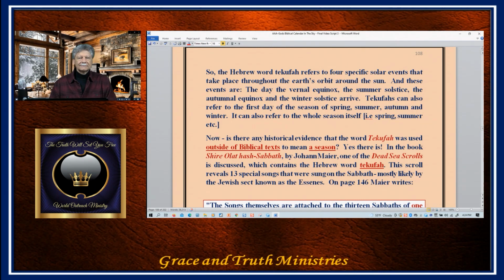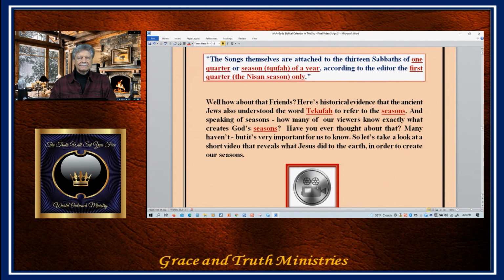You know what? In the book Shar Olat HaShabbat by Johann Meyer, one of the Dead Sea Scrolls is discussed, which contains the Hebrew word tikva. And this scroll reveals 13 special songs that were sung on the Sabbath, most likely by the Jewish sect known as the Essenes. And on page 146, Meyer writes, the songs themselves are attached to 13 Sabbaths of 1 quarter, or season, or tikva of a year.